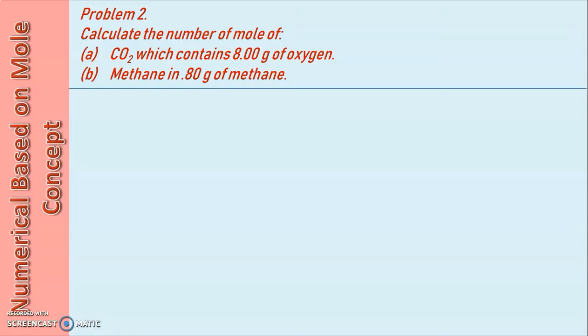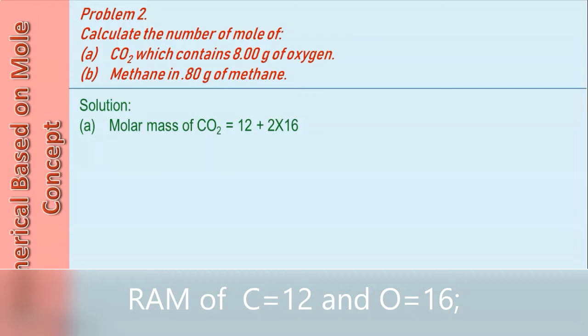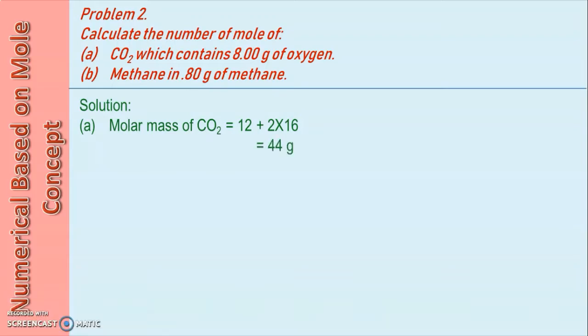Now one thing I want to say: if you look at the formula of carbon dioxide, you can find that in one molecule of carbon dioxide, 2 atoms of oxygen are present. That means in 1 mole of carbon dioxide, 2 moles of oxygen atoms are present. So what is the molar mass of carbon dioxide? 12 plus 2 into 16, that is 44. So here you can see in 44 gram of carbon dioxide, 32 gram of oxygen is present.